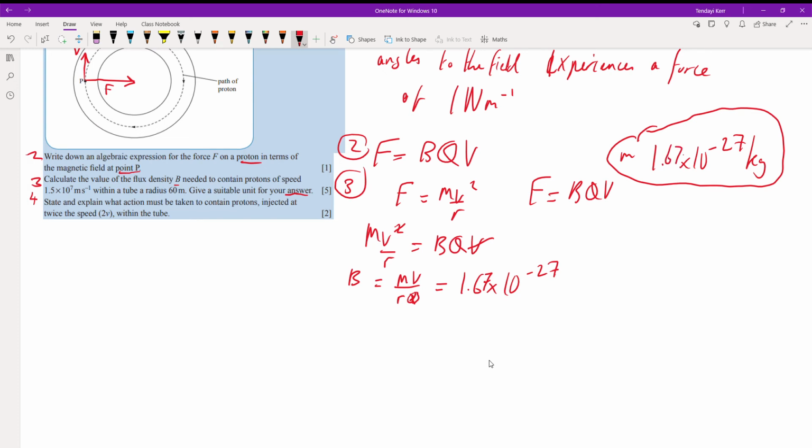Then we have the velocity, so 1.5 times 10 to the 7. The radius is given to us, 60 meters. And the charge is 1.6 times 10 to the minus 19.